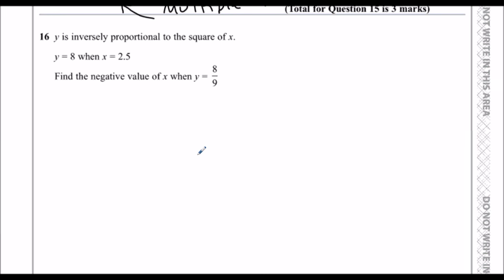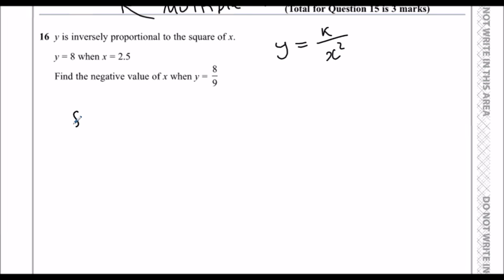Question 16. Y is inversely proportional to the square of x. So inversely proportional means y is k over the square of x, so x squared. And then we're told when y is 8, x is 2.5. So we can find out what this k number is.